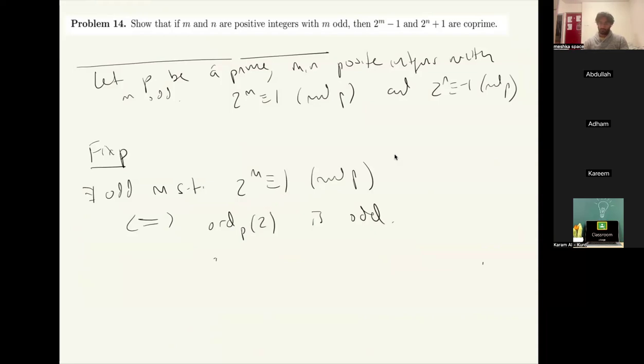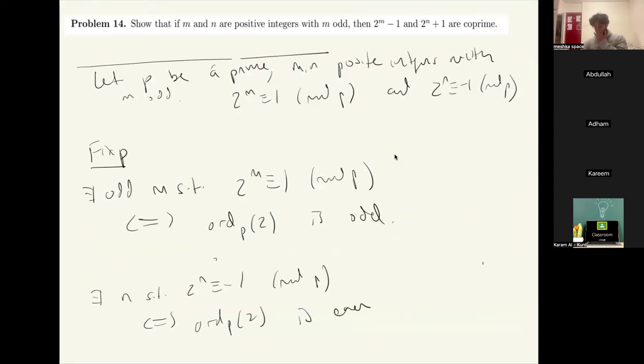There is a problem that we solved in the previous session that says that if p is a prime, then 2 to the n is congruent to minus 1 mod p for some n if and only if the order is even. So this equation, 2 to the n is congruent to minus 1 mod p, has a solution if and only if the order is even.